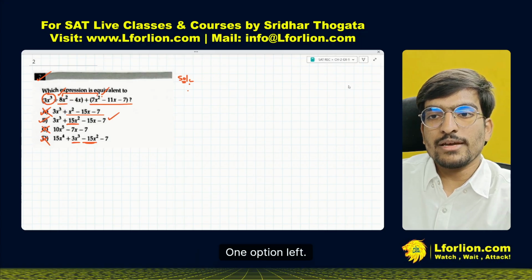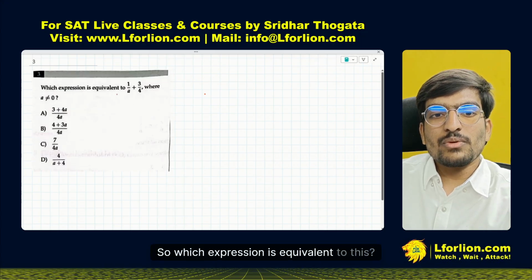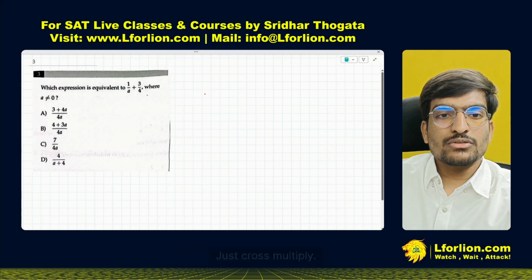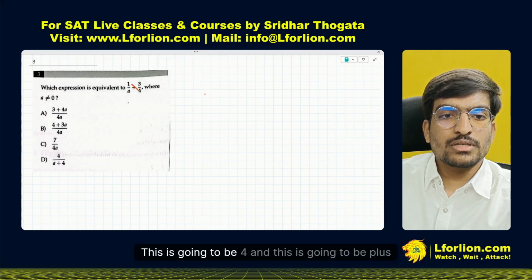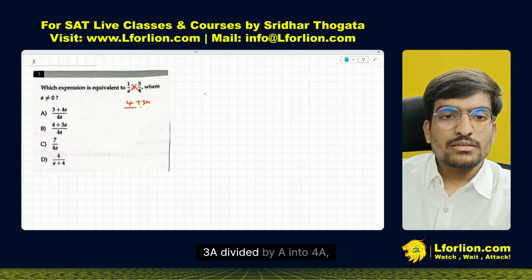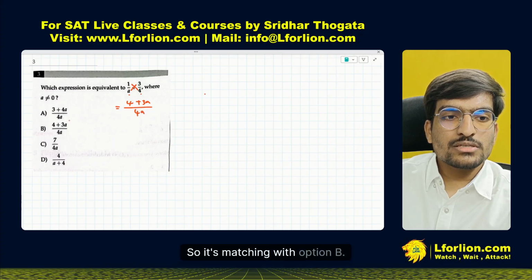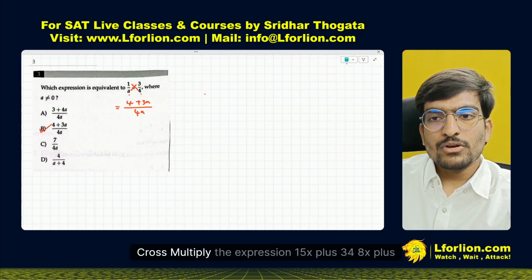One option left. Which expression is equivalent to this? How are we going to do it? Just cross multiply. This is going to be 4, and this is going to be plus 3a divided by a, into 4, a4 or 4a. So it's matching with option B, cross multiply.